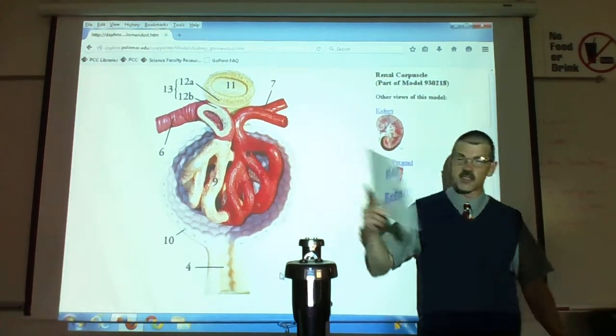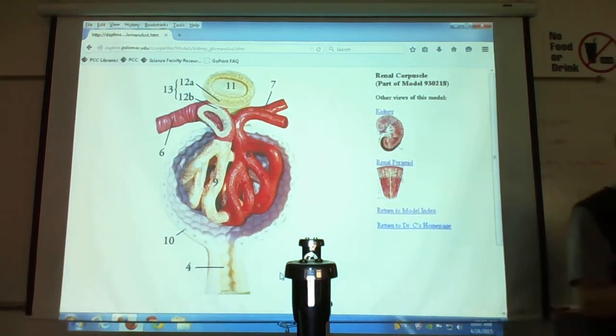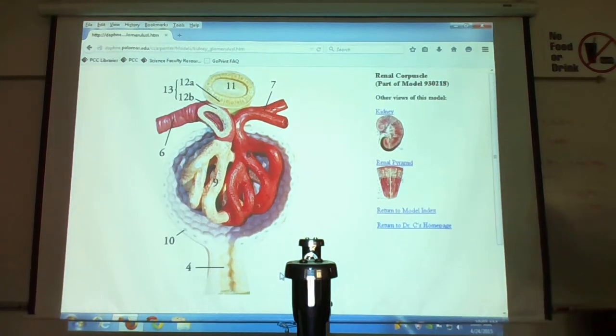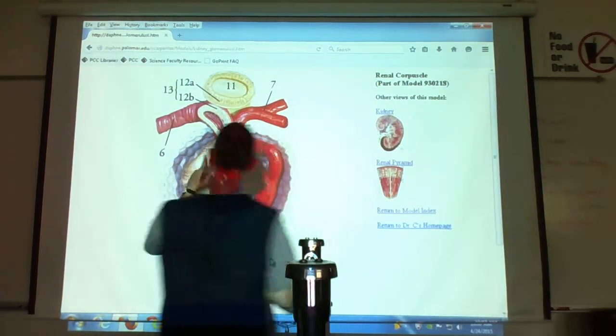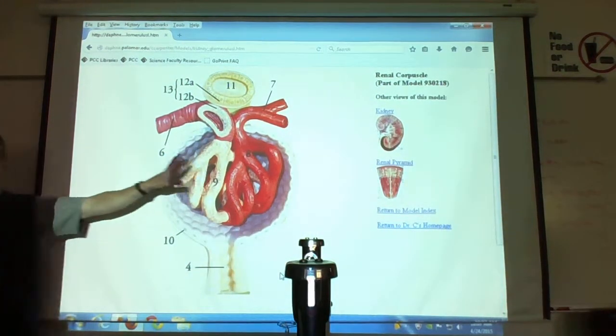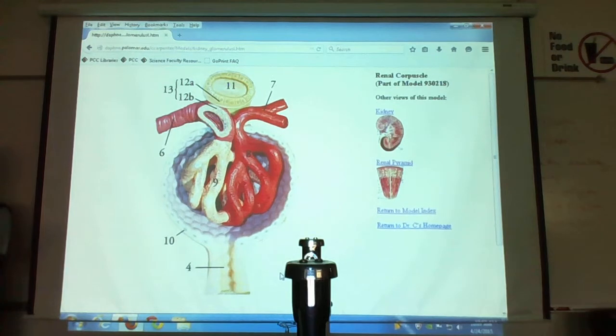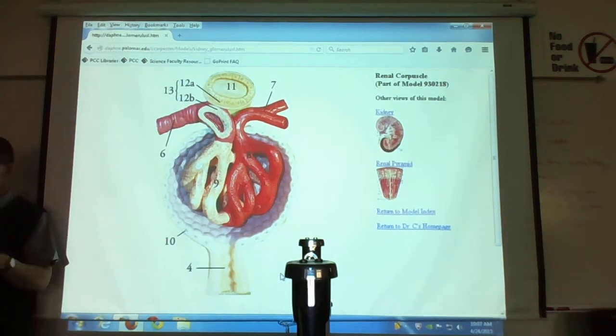Number 9 are cells that are on my glomerulus. And they have little feet. How would you say cells with little feet that are stuck on my glomerulus? I don't know. Podocytes. These are the podocytes that are on the glomerulus. Page 16. Right, and where is that again on page 16?